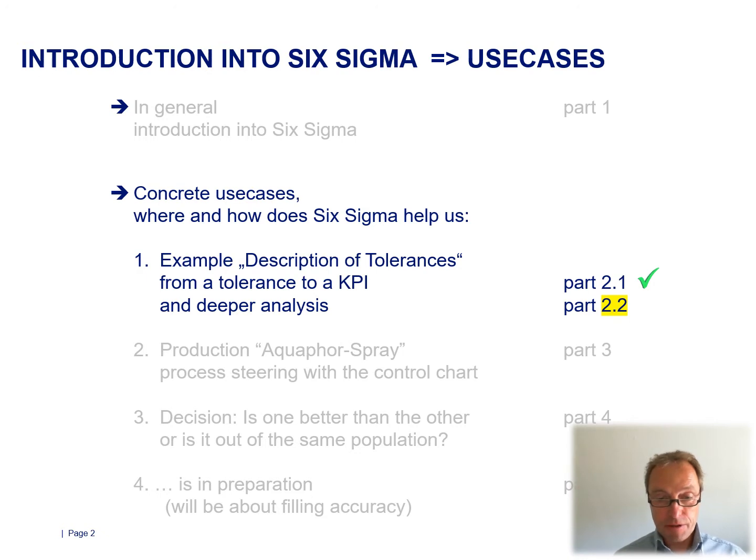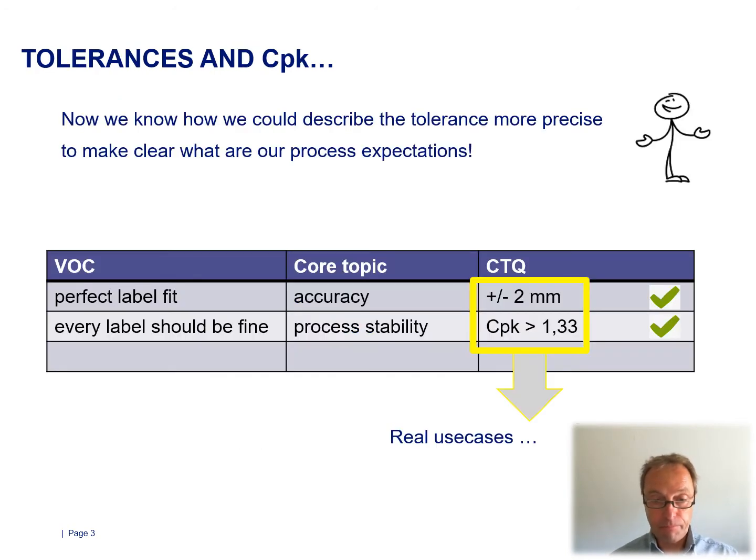The first part was about description of tolerances, how we come from the tolerance to a KPI, and now I would like to deepen some aspects. So now we know how we could describe the tolerances a little bit more precisely and make clear and transparent what our expectations are.